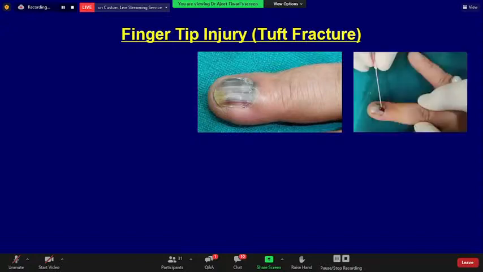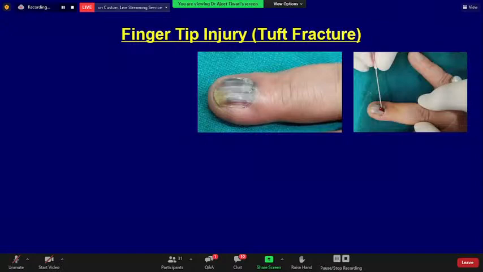It can be treated very well by trephination. This technique is called trephination. You take a 16-gauge needle and give the patient distal finger anesthesia, and in full aseptic precautions, take the 16-gauge needle and drain out the hematoma, and the patient will be very happy because the pain will go.